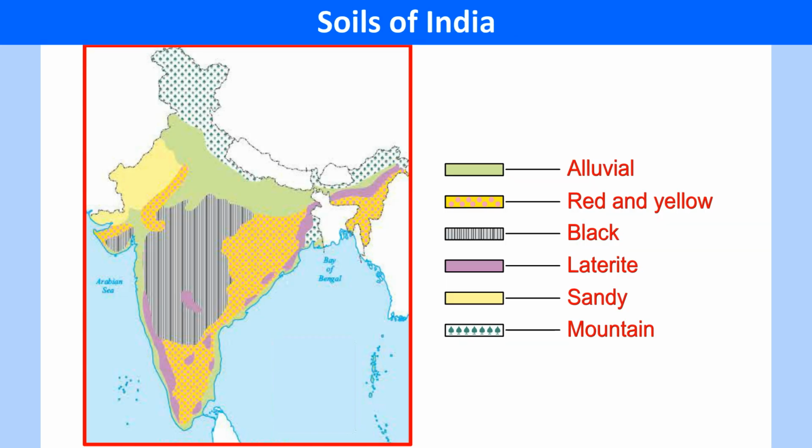Soils of India. Soils in India have formed under hot and humid climate and from different types of parent rock. So the color of soils, their mineral composition, texture, structure, and organic content vary from place to place. Broadly, 6 types of soil are found in India.